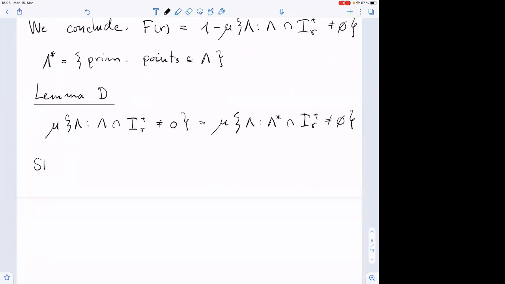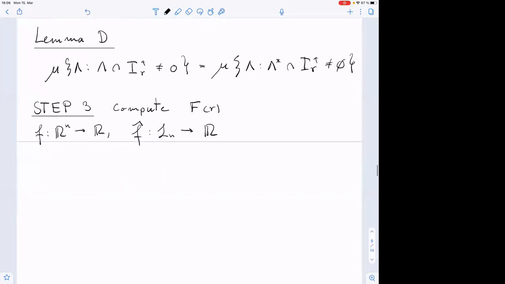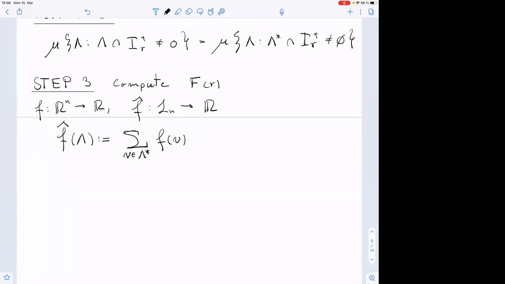And this brings me to the final step of the proof. And that's where we're going to invoke some geometry of numbers. So here we are going to compute f of r. All I will need is the Siegel transform and the Siegel formula. If we have a map f from Rn to R, we'll call the Siegel transform f hat. That's going to be a map from Ln to R. It's actually the modified Siegel transform where we sum over the primitive lattice points. So it takes lambda, and it gives us the sum over all primitive lattice points evaluated in our function f.